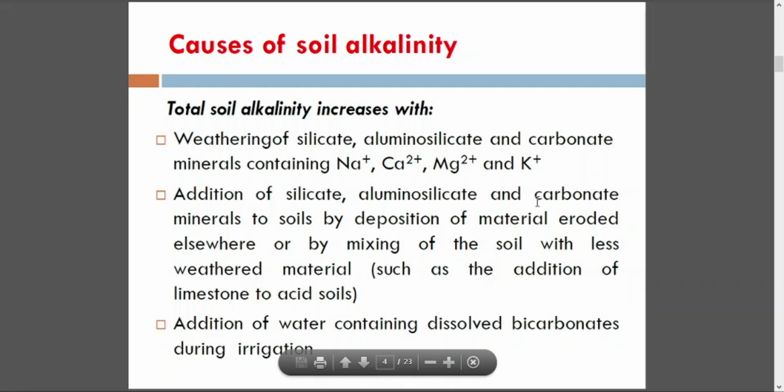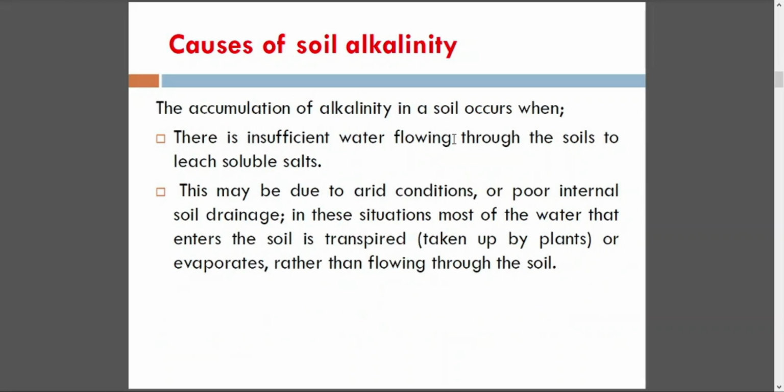We can also have accumulation of alkalinity in a given soil in areas that are arid in nature or in arid conditions. Okay, so if we have areas that are experiencing droughts and they do not have water that is flowing through the soils, we may not have leaching of soluble salts. So there will be accumulation of these salts, and this will lead to accumulation of alkalinity.